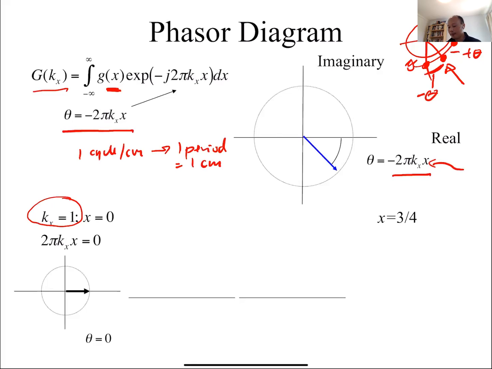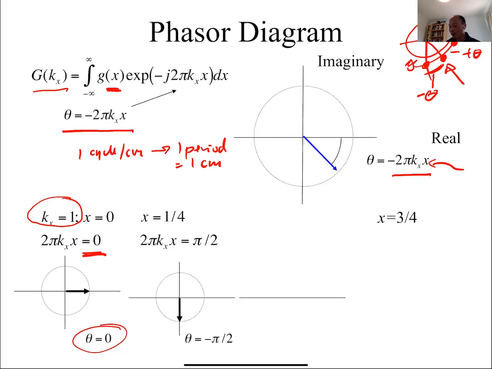So at x equals 0, 2 pi kx x is just equal to 0, so we have theta equal to 0. All right, so that would be something at 0. At x equals 1/4, we're a quarter of the period, right? So we would expect the phase to be a quarter of a cycle, which is 90 degrees or pi over 2. And since it's negative, it's negative pi over 2. Okay, because we've said that the phase has this minus term in front of it.